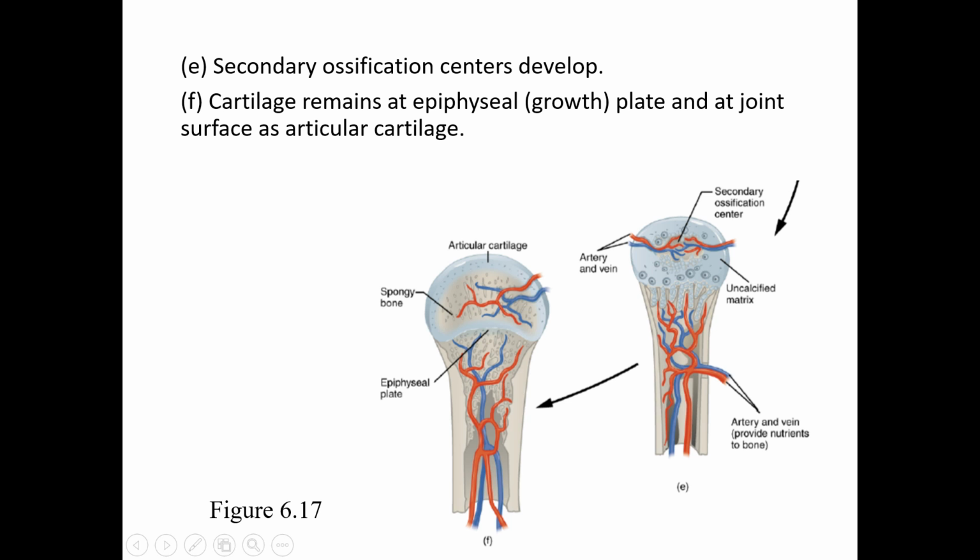So finally, at the end, we have compact bone right here at the diaphysis. In the epiphysis, we have spongy bone inside and articular cartilage on the outside. There will be also a thin layer of cartilage called the epiphyseal plate, or also called the growth plate, between the diaphysis and epiphysis, right here. That's where that bone will be growing in the future.